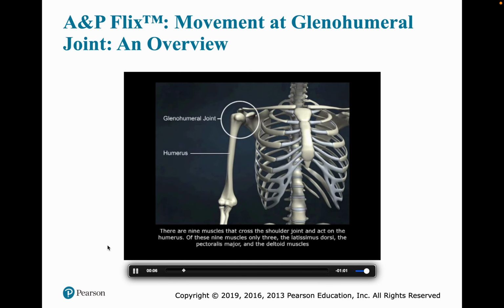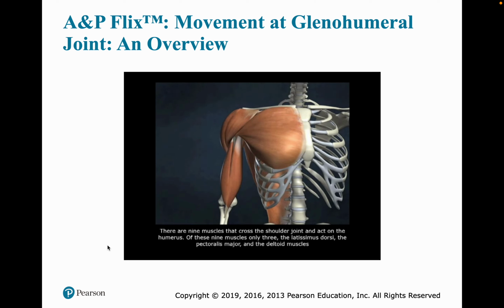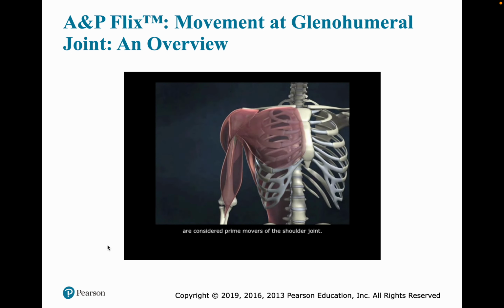There are 9 muscles that cross the shoulder joint and act on the humerus. Of these 9 muscles, only 3, the latissimus dorsi, the pectoralis major, and the deltoid muscles are considered prime movers of the shoulder joint. The other 6 muscles play a synergistic role in movement, but their primary role is to stabilize the shoulder joint.